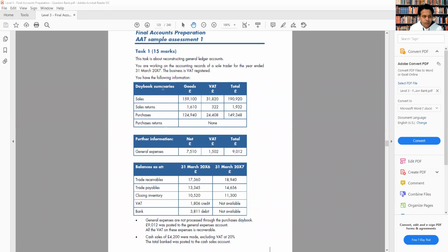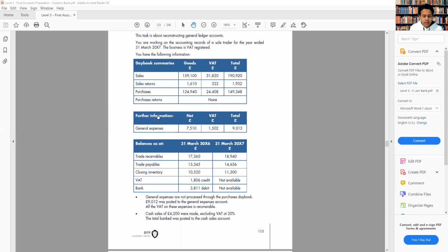So we have a day book summarized, we have a sales day book, we have a sales return day book, purchase day book, and purchase return day book. That's the goods, the VAT, that's the total. Then on the further information section, we have a general expense. Net is 7510, VAT 152, and total is 9012.